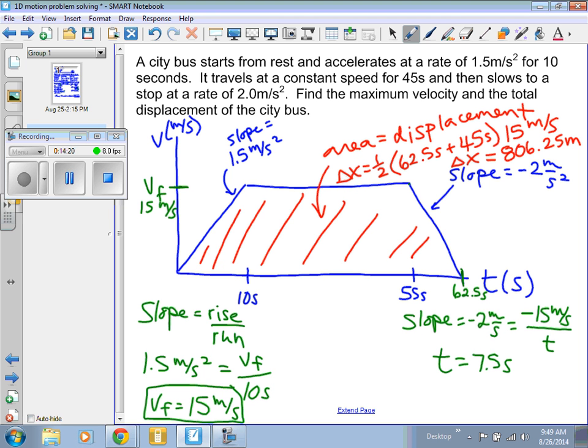So that tells you how to solve this problem in 2 different ways, both valid ways, and you can try some on your own now.